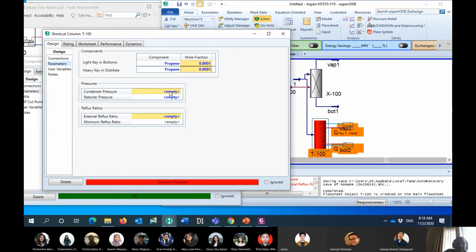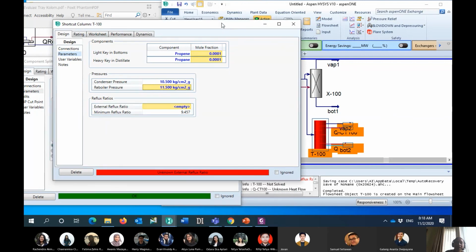And then the condenser pressure. If I'm not mistaken, this one should be 10.5, and this one should be 11.5. And the external reflux ratio, the calculated minimum reflux ratio, is around 9. Yes, it's correct. Propane and propene are very difficult to separate, so it requires a large reflux ratio.